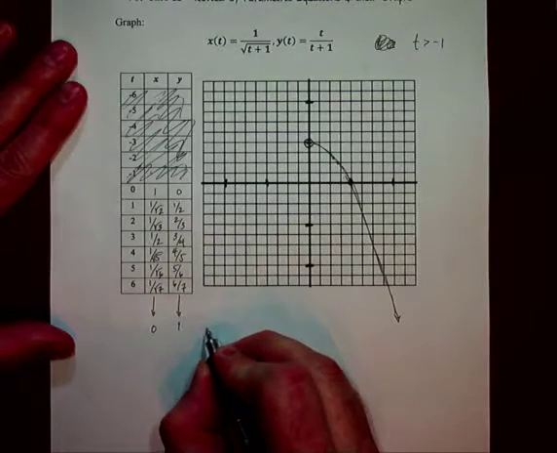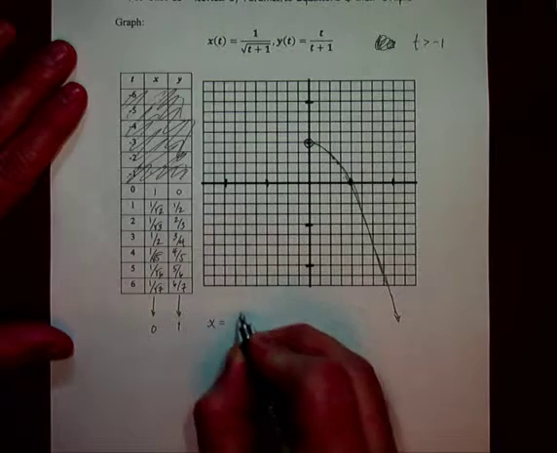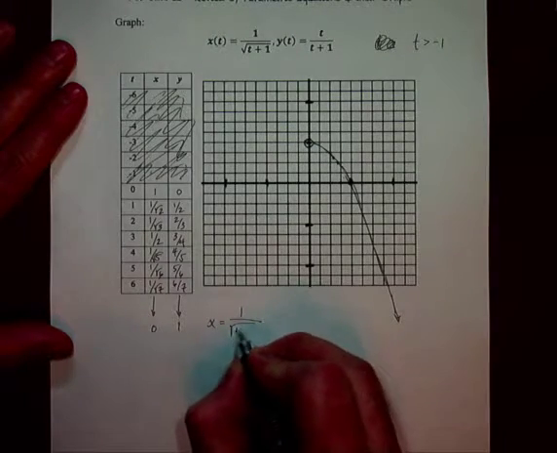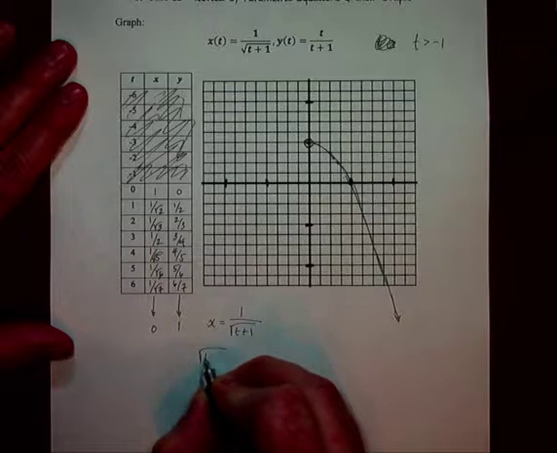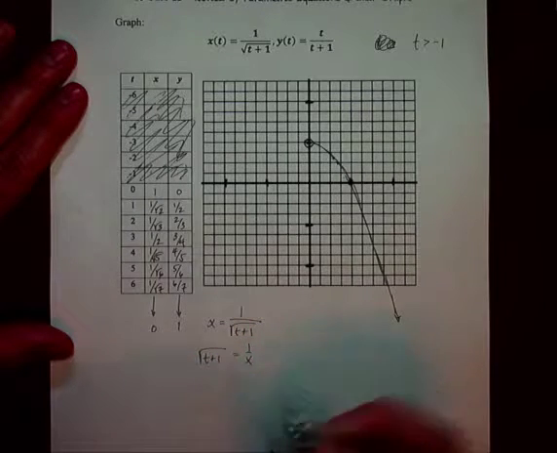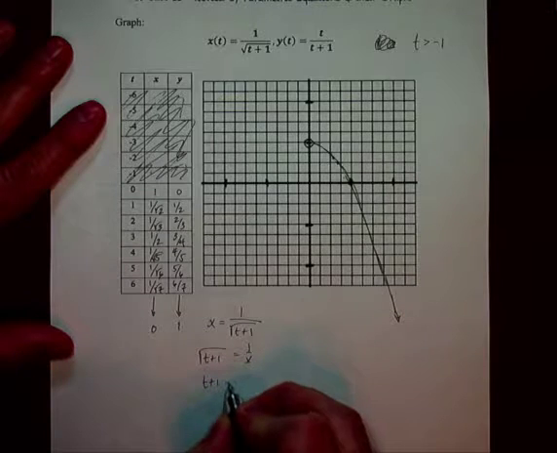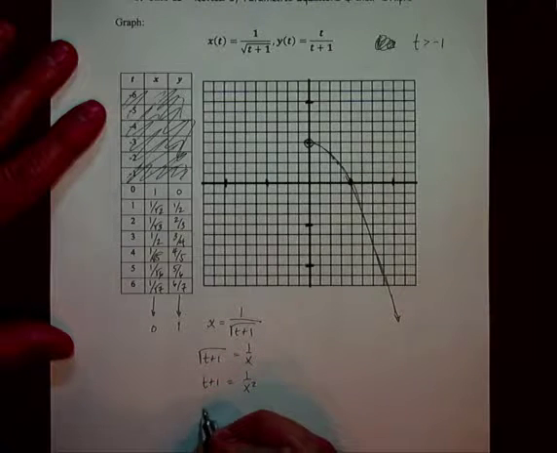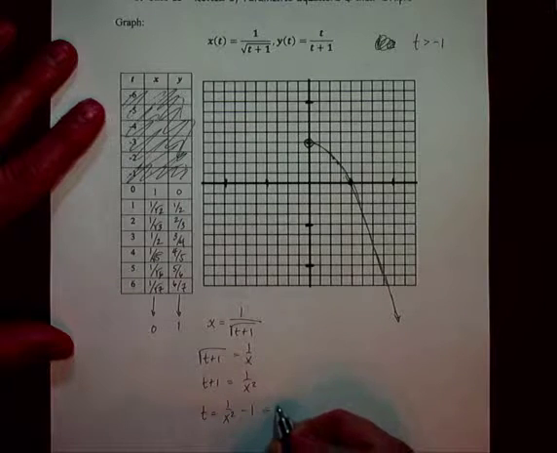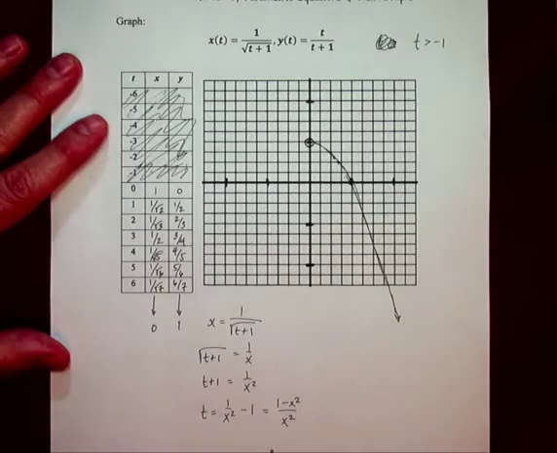And I know that if I have x is equal to 1 over root t plus 1, then root t plus 1 is equal to 1 over x. And then if I square both sides, I get t plus 1 is equal to 1 over x squared. And I get t is equal to 1 over x squared minus 1, or 1 minus x squared over x squared. Okay, well, that was easy enough.